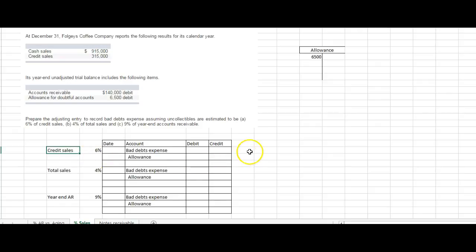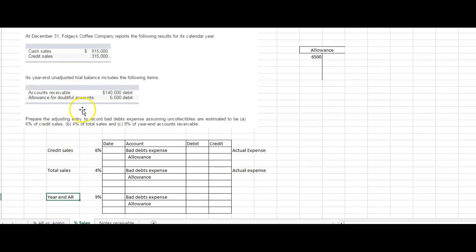So that bad debts is not going to be the allowance balance here. It's going to be the actual bad debts expense. So that would be the actual expense. Now, for total sales, again, we're just looking at the year. So that's actually going to be the actual expense. But now this one is the kicker.